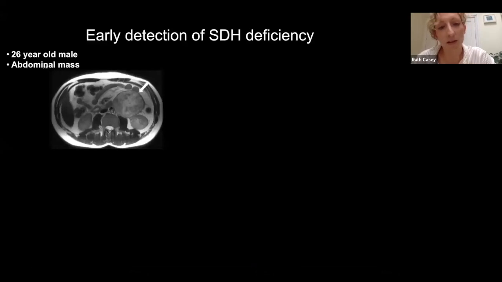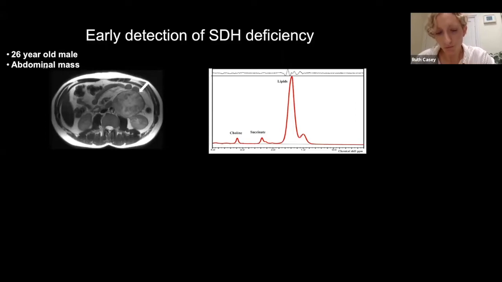So we proceeded to MRI spectroscopy. And what you can see here is that in this tumor, there was definite succinate accumulation. There's a large lipid peak, as you might expect, because this is an abdominal tumor and there's going to be some fat. And we can also see choline, which is really important for us because we use this as a marker of a valid test, because choline should be present in living cells or living tissue.